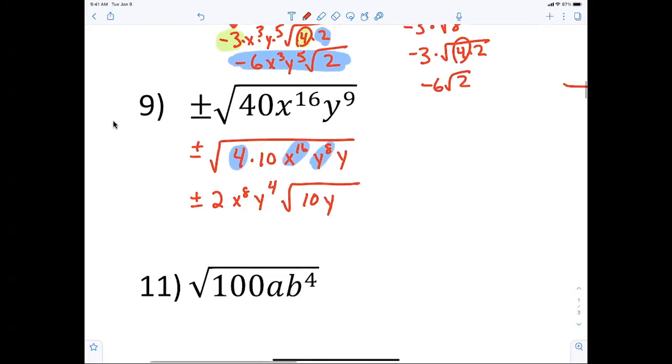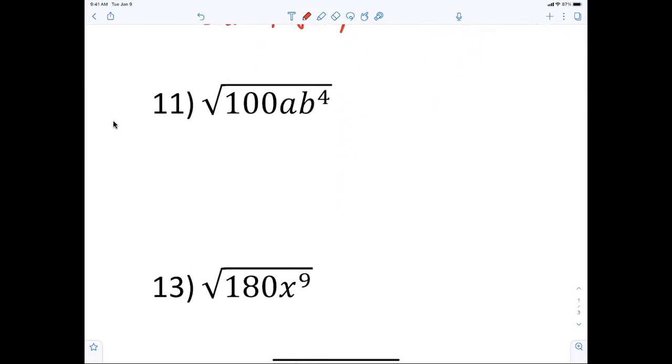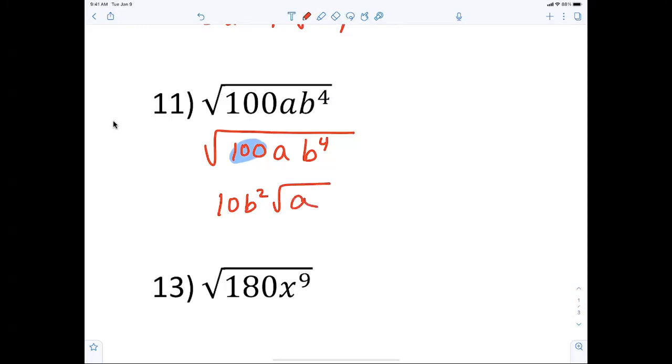All right, one more time. Number 11. Is square root of 100 a perfect square? Yes. Is a to the 1st a perfect square? 1 is not a perfect square if it's an exponent, right? Because you got to divide by 2. Can I break a down at all, though? No. Is b to the 4th a perfect square? Yes. So, wow, I didn't have to do anything on this. You should be able to look at that and say, what's the square root of 100? What's the square root of b to the 4th? b to the 2nd. And what's left behind? Wow, beautiful.